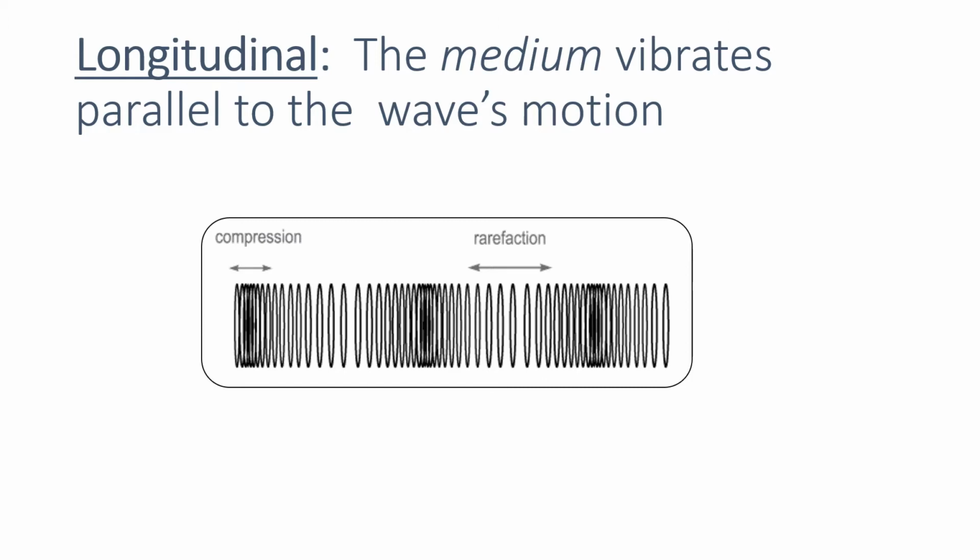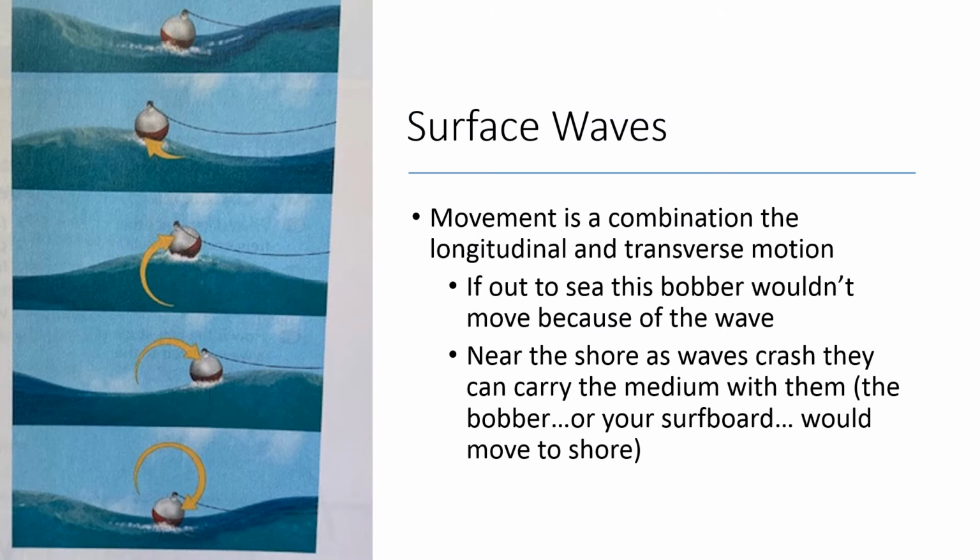So we have compression and rarefaction as the spring is compressed and then opens, and compressed and then opens, time and time again. Surface waves, the movement of surface waves is sort of a combination of longitudinal and transverse motion. So there is a vertical and a horizontal motion, and what results from this is a sort of circular motion, as can be seen in this diagram here with the bobber.